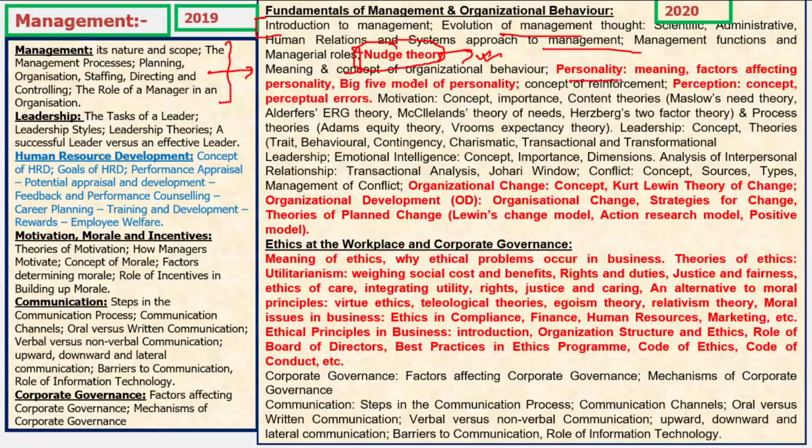See, personality, meaning, factors affecting personality, big five model of personality, concept of reinforcement. That was earlier also we used to do it, because when we used to do motivation, we had to do reinforcement, whether it was Skinner's reinforcement theory or other reinforcement theory. We had to do perception, concept, and perceptual errors. So these have come as new factors.